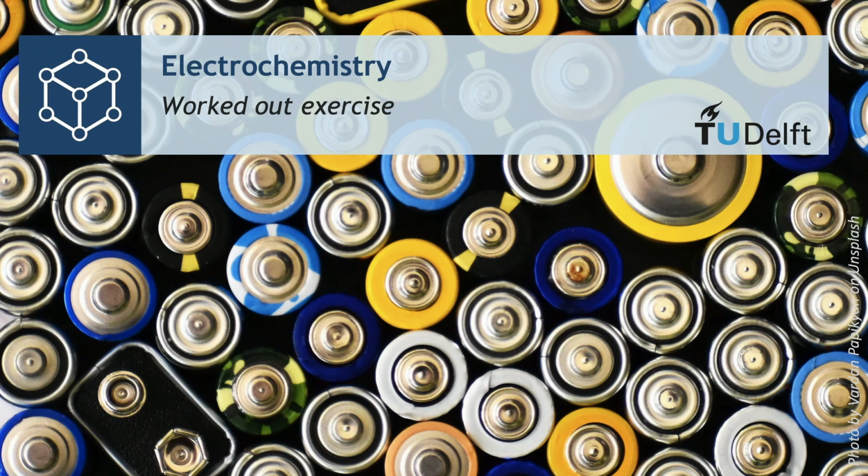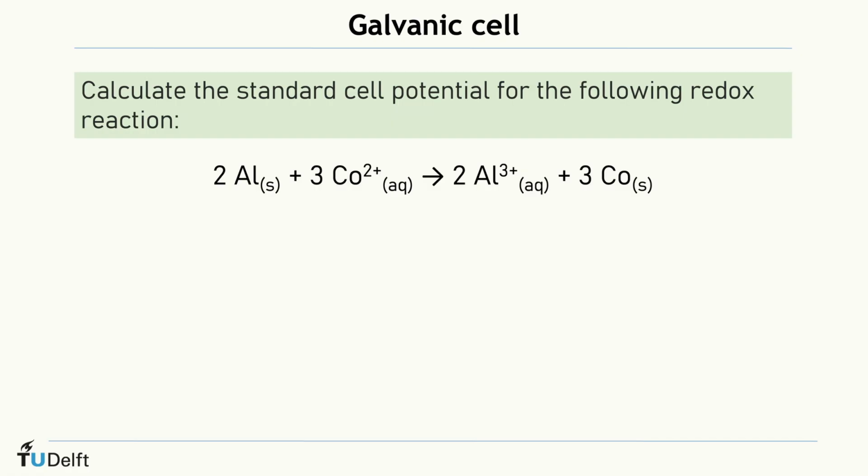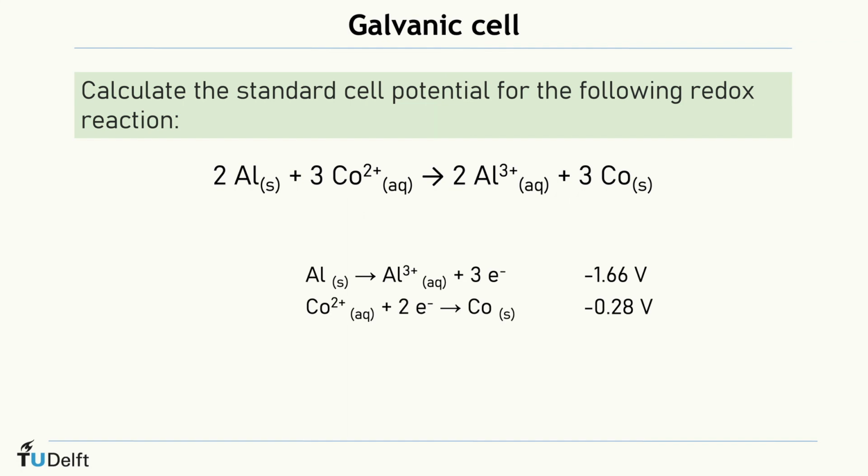Welcome. In this video we will work out an exercise about a galvanic cell together. Let's have a look at the reaction that we will discuss. Solid aluminium and cobalt ions will react to form aluminium ions and solid cobalt. Now we are going to determine the half reactions. In this case, these are the half reactions.